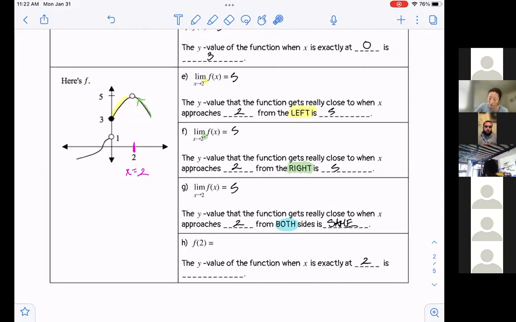What if I did this though? I drew in a point right here. How would that change your answer for H? Yeah, exactly. That would be 3. Okay. So if I had a dot like up here, maybe I would say that's 7, right? Or if I had one like here, maybe I would say that's 4. But since it's an open circle and there's no filled in circle, we actually say that this is undefined.